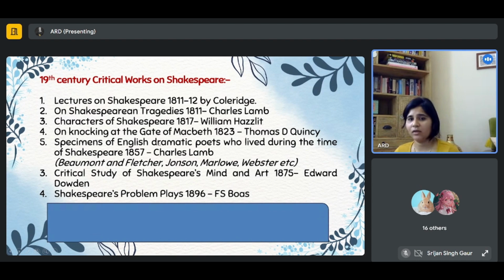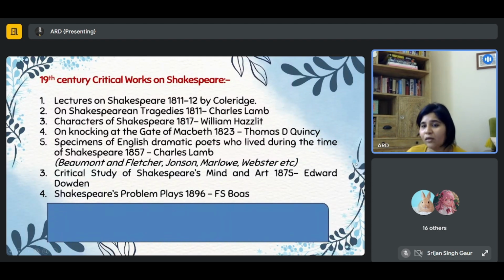Just once, let's go through this slide. All this must be very familiar to you. Lectures on Shakespeare is by Coleridge. On Shakespearean Tragedies is by Charles Lamb. Characters of Shakespeare is by William Hazlitt. On Knocking at the Gate of Macbeth is by Thomas De Quincey. We know De Quincey because of his work Confessions of an Opium Eater, right?